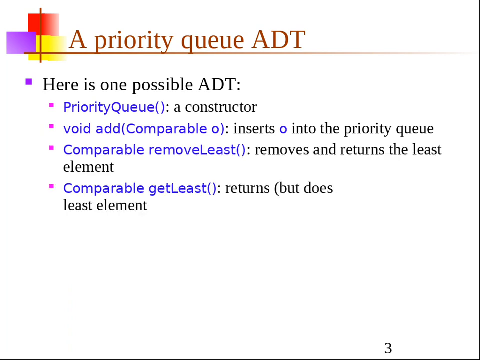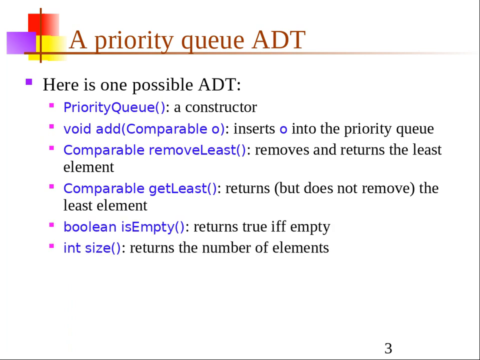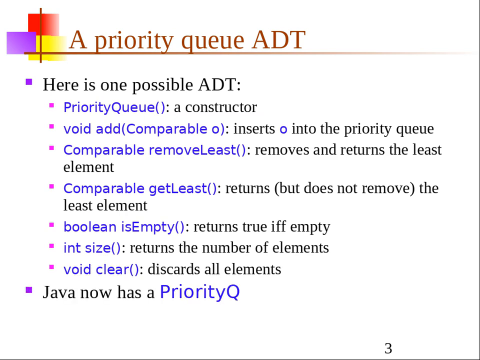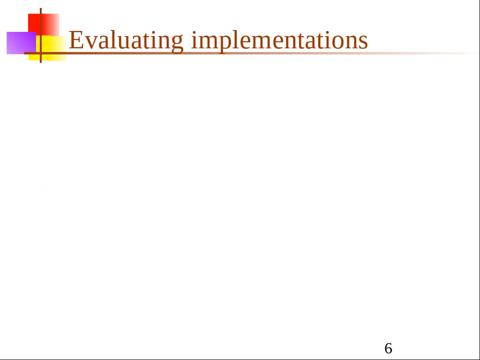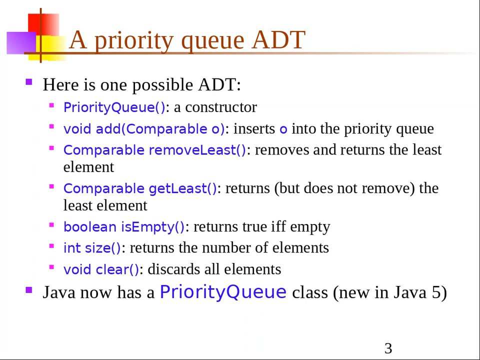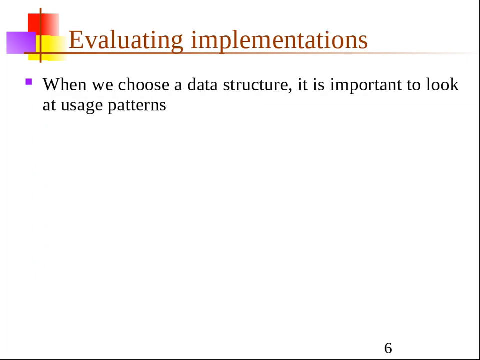So you construct it, you can add something, and you can remove the least, which removes and returns the least element. You can get the least, which returns it but doesn't remove it. You can ask if it's empty, ask how many elements are in it, and you can clear them. Java actually has a priority queue. Does this look familiar yet to anyone? Nope? Okay, that's fine.